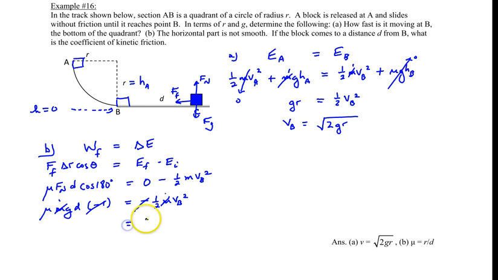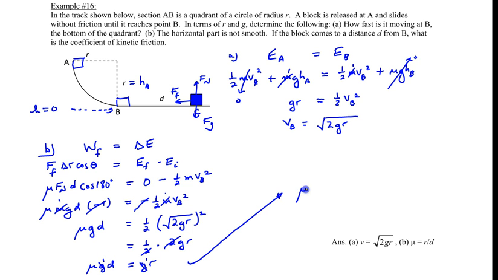And we can also replace v_B squared with the root of 2gr quantity squared. So we have mu g d equals the right side. And that right side, if you square it, you're going to get 2gr, and the 2's cancel out. So mu g d is equal to g times r, and the g's cancel out. So in the end, you basically get mu equals the ratio of the height that A was released at, which is the radius of this quadrant, divided by the distance that it slid. And that's it for this example.